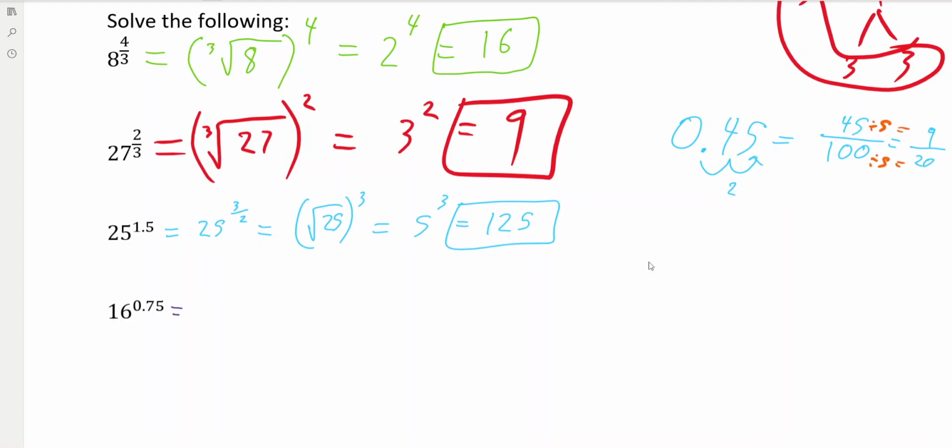Alright, again, I recommend pausing the video, trying this last question out for yourself, but here it is. So since it is 0.75, you could certainly do it as a fraction if you wanted, so 75 over 100, right? Then you could divide by 25 top and bottom, and you get 3 over 4. So it would be 16 is 3 over 4.